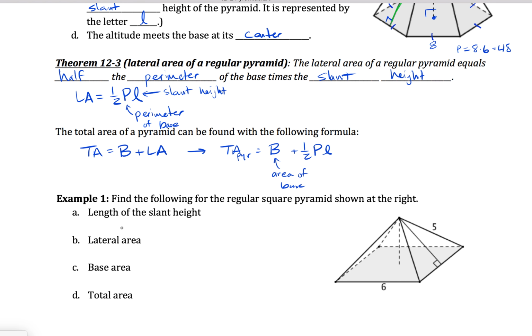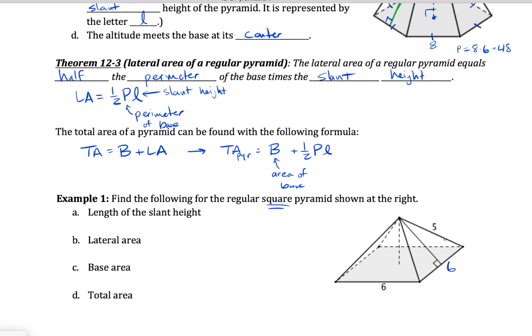Let's do the following 4 things for this regular square pyramid. Notice that it does say it's a square pyramid, which means that all the sides will be the same. All the sides on the base will be 6. Well, first of all, what's the length of the slant height?